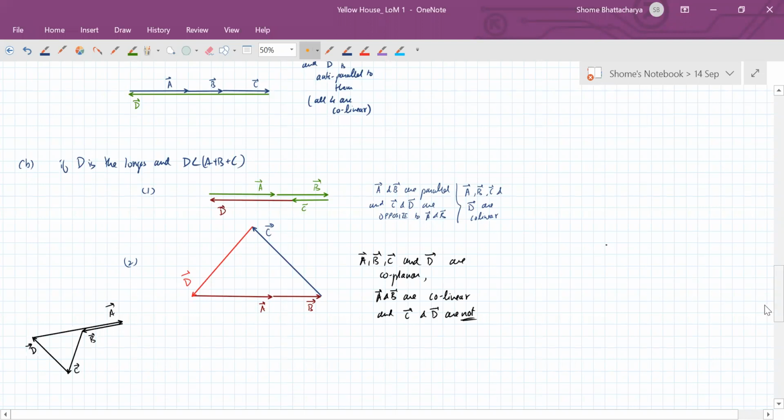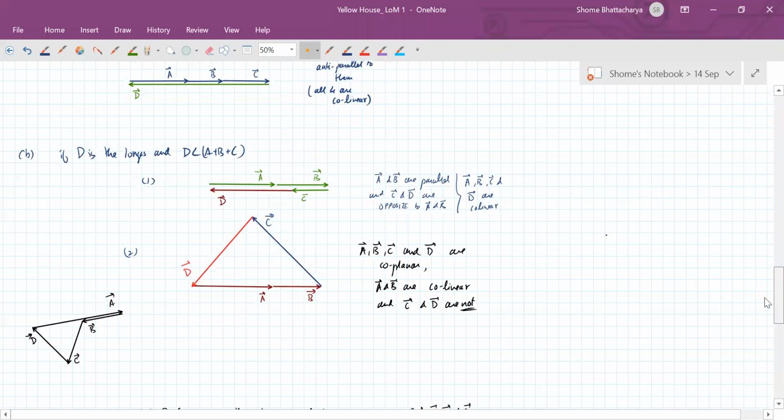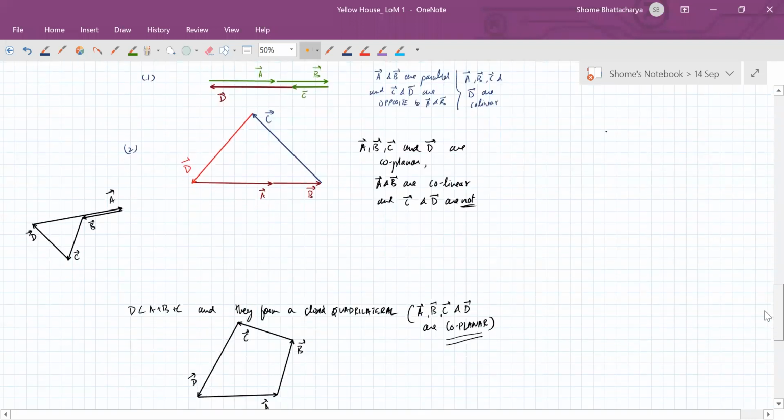Now these cases will also show you कि why that is the case. अगर d का magnitude a plus b plus c से ज़्यादा है, there's no way you can arrange the four of them in such a way that you return to where you started. The resultant can't be 0.